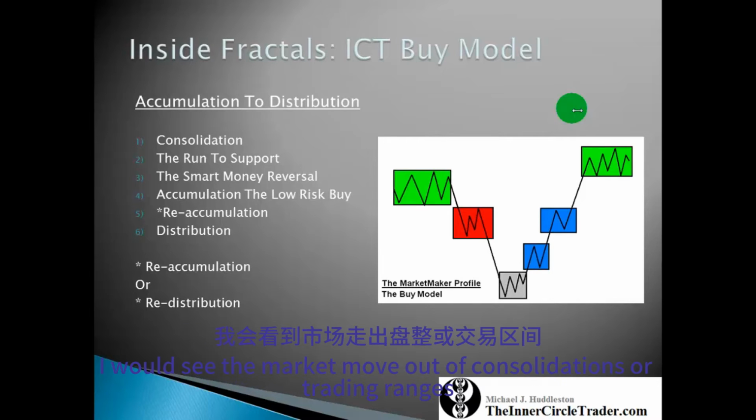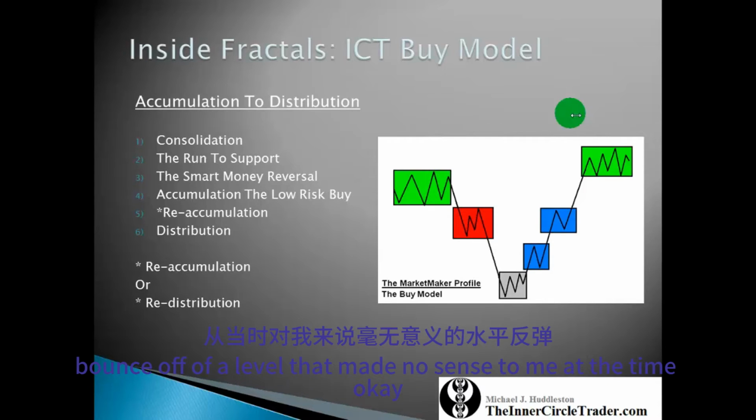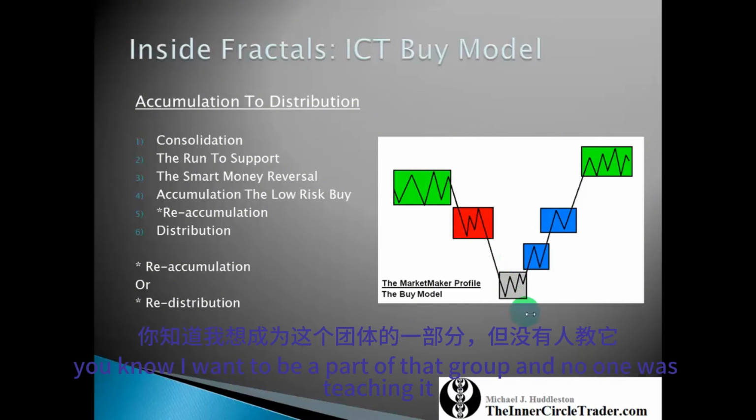So if you see these patterns recurring over and over again, this is what went through my mind. I would see the market move out of consolidations or trading ranges, drop down sharply, and then have this absolutely stellar bounce off of a level that made no sense to me at the time. Okay, but after a week or two of looking at the charts, I'd go back and say, wow, look at this thing back here. Somebody knew this was going to go up here, obviously, and the participants that were buying it down there, I want to be a part of that group, and no one was teaching it.